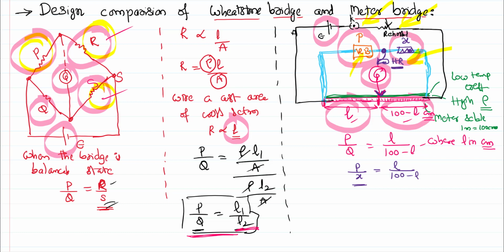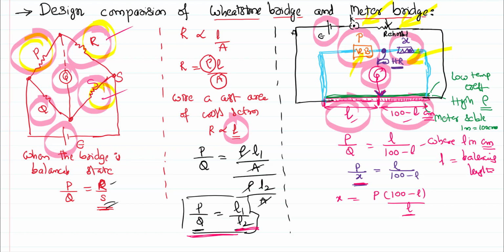Now, using the meter bridge, we can calculate the value of X. What is the value of X? X equals P of 100 minus L by L. So you need to get that L, where L is called the balancing length. So let us try to understand what we mean by balancing length.